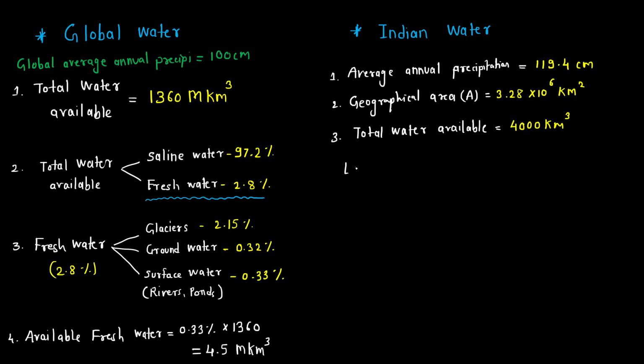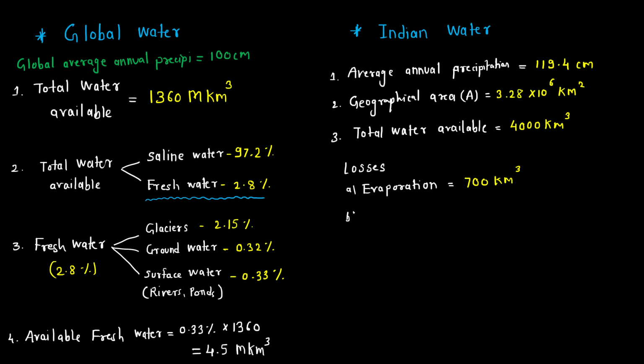Now there are certain losses which take place when this precipitation is taking place. Among these losses, the first one is evaporation. So we have seen evaporation. What is the volume which is lost in evaporation? So it is 700 kilometer cube.